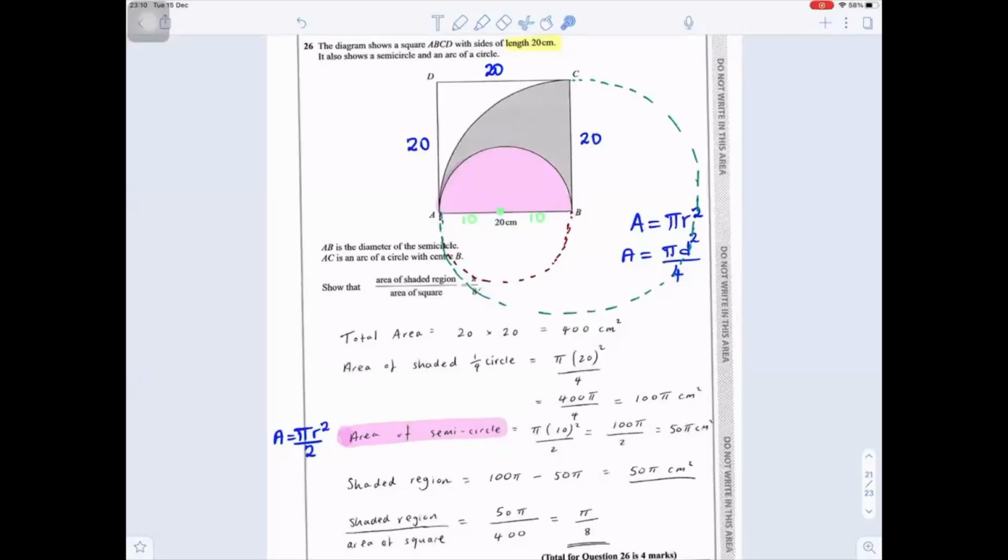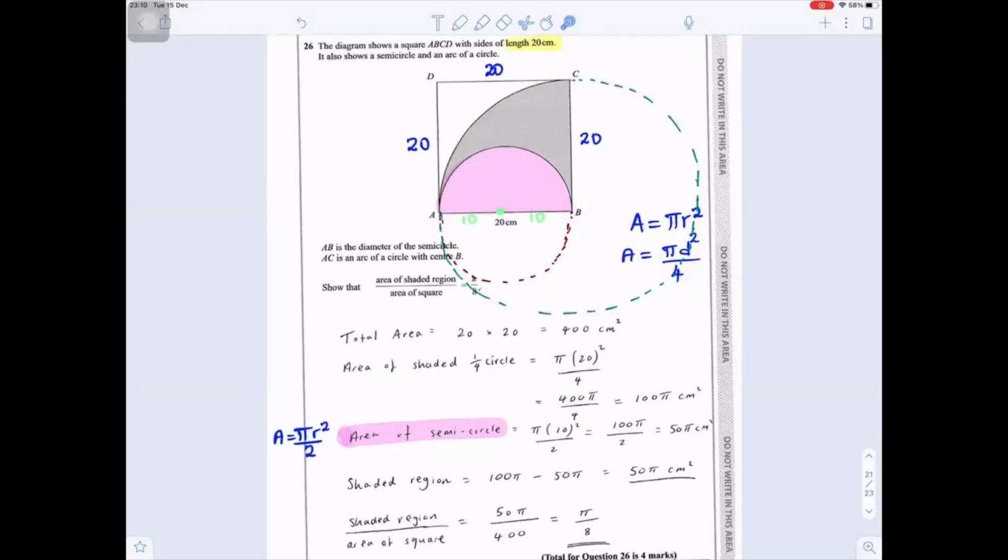Question number 26. The diagram shows a square ABCD with sides of length 20 centimeters. It also shows a semicircle and an arc of a circle. So that's the semicircle, and you can have the complete circle like that. And that's the arc of a circle, and you can have the complete circle like that.